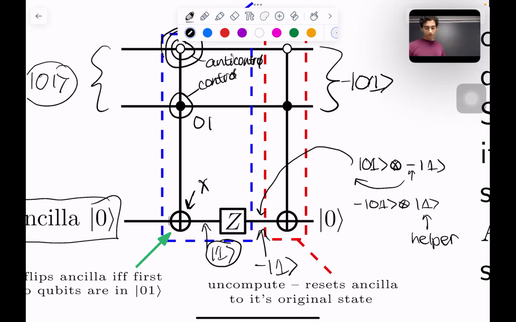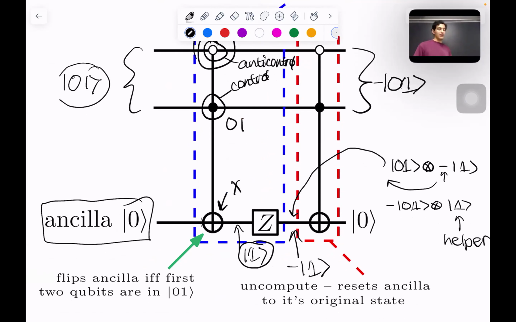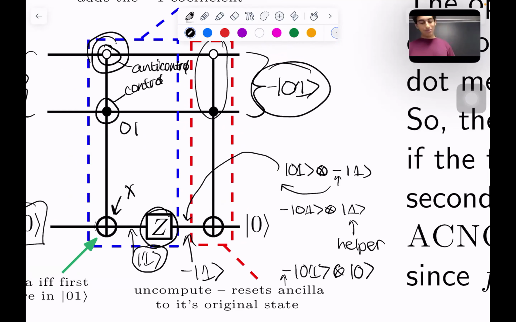And then this red box right here is an uncompute. It basically says that we should leave the ancilla, or the helper qubit, in the same state we started it as, so that we can reuse it for something else. So we just apply the same exact gate that we did before, and it'll flip this ancilla back to a 0. So we get the same exact first two qubit state, tensor 0. And now if we input the right things, we've added the negative 1 coefficient because of this Z gate that does that to the 1 state. So that's an example of how we would encode our oracle.